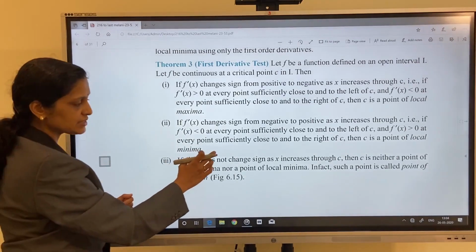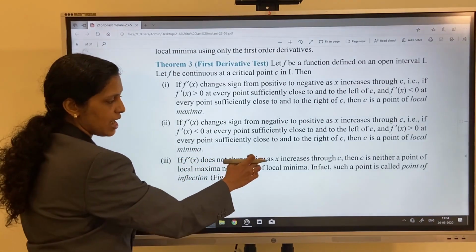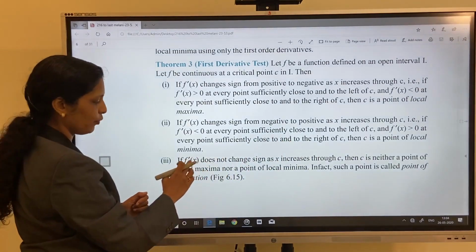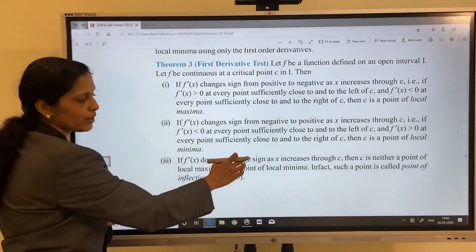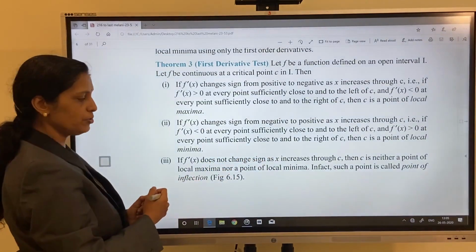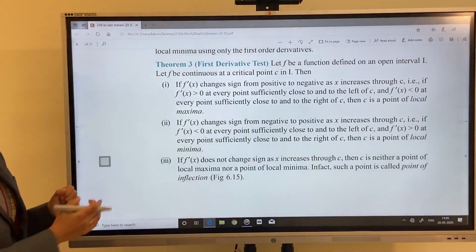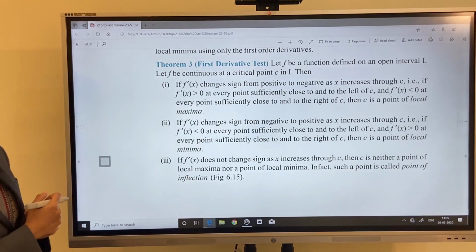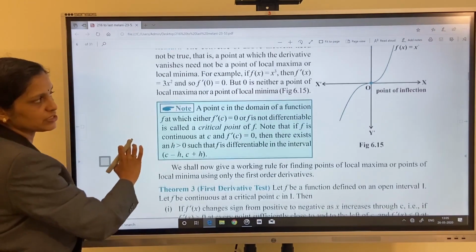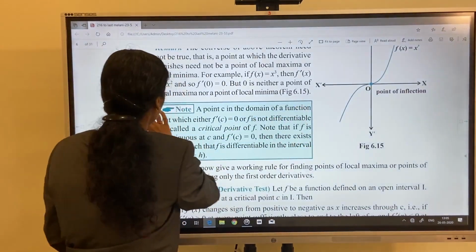If f dash x does not change sign as x increases through c, then c is neither a point of local maxima nor a point of local minimum. In fact, such a point is called a point of inflection. You have to write this in your notebook. First derivative test and point of inflection.